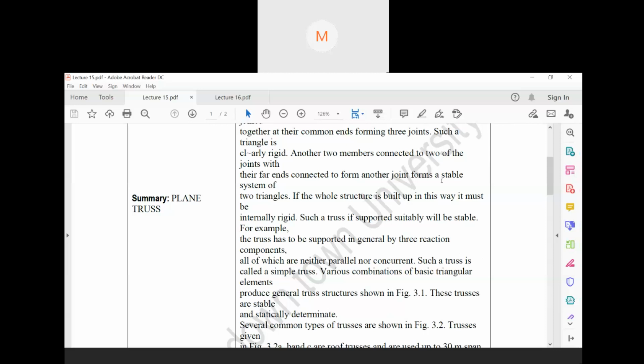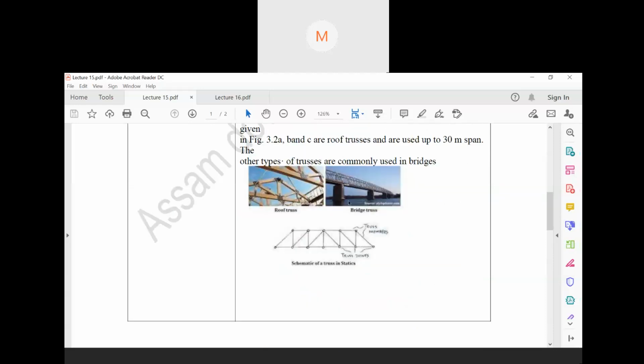So these are the examples we just discussed. This is a bridge truss, this is a roof truss, and here this is a triangle, a combination of triangles. These are known as truss members, and these are truss joints.